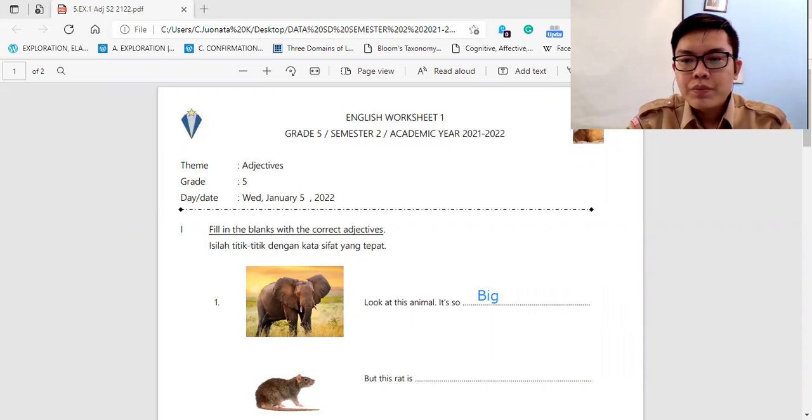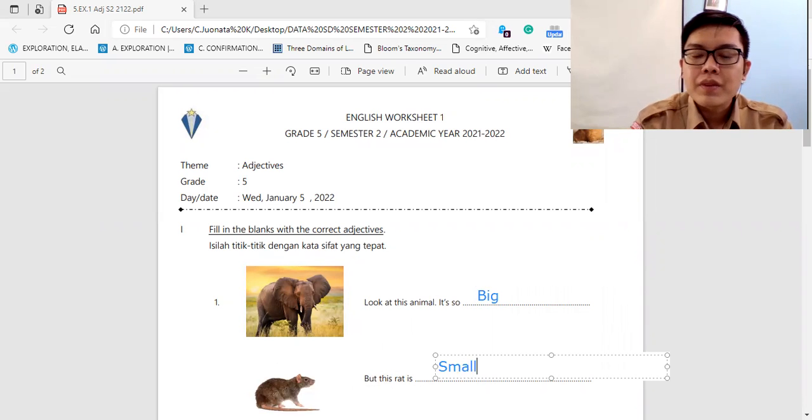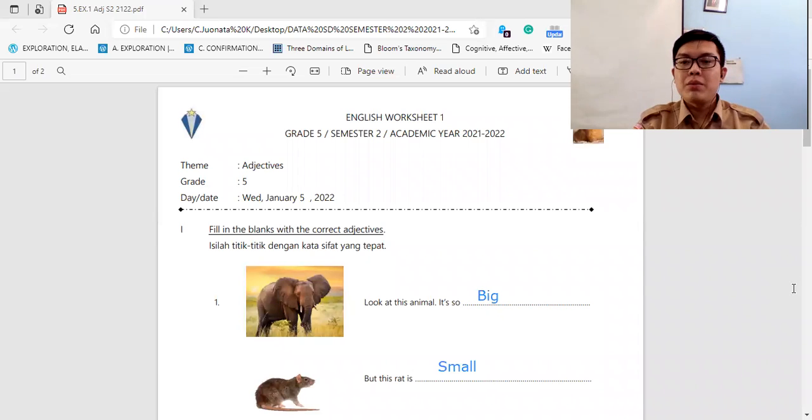Right, now we have number two here. Number two, what kind of animal is this? It's a rat, yes. But this rat is small. Yeah, that is correct. The answer is small. Okay, so we got the answers for number one and number two. Look at this animal, it's so big, because an elephant is a big mammal. And then we have a small mammal, it's a rat.